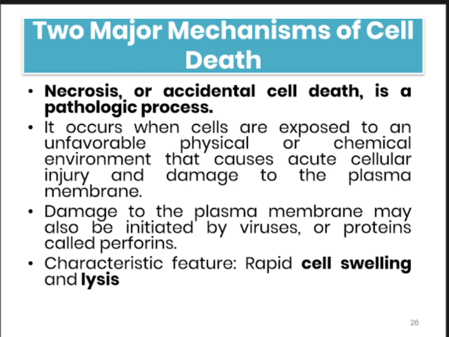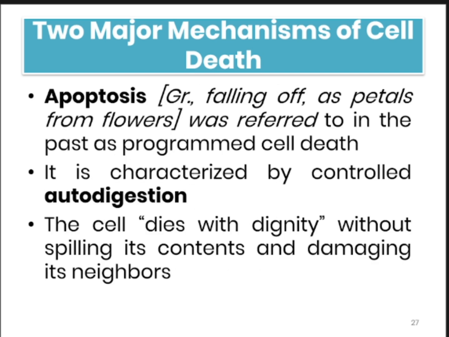Next, we also have your apoptosis. Apoptosis comes from the Greek word meaning falling off, as petals from flowers. In the past, it was referred to as programmed cell death. This is a process characterized by controlled autodigestion of the cell. What would be the characteristics? The cell would undergo self-destruction in a regulated manner, avoiding the release of cellular contents.